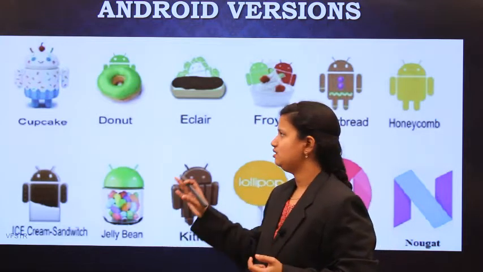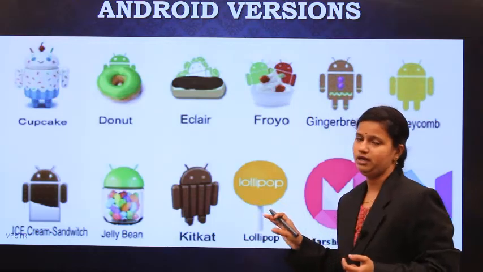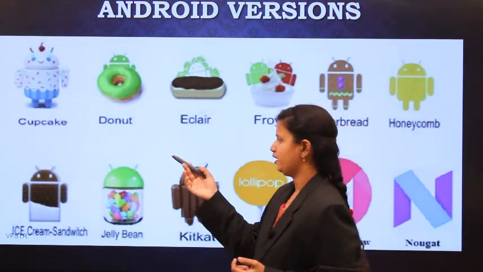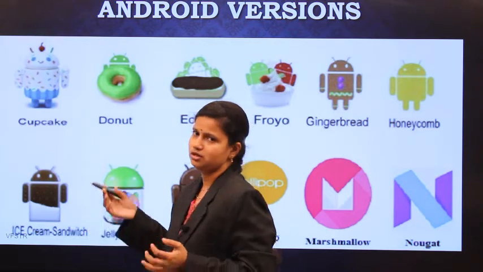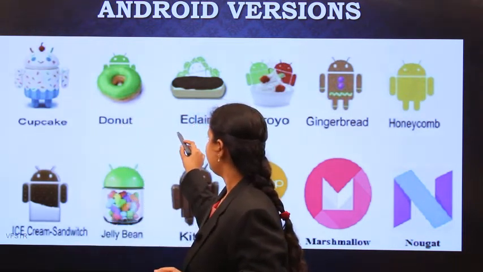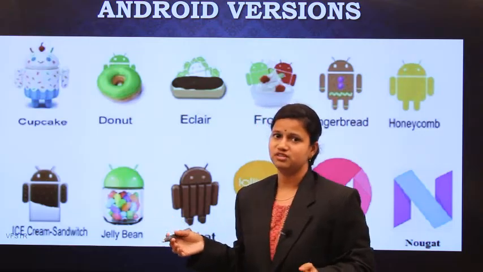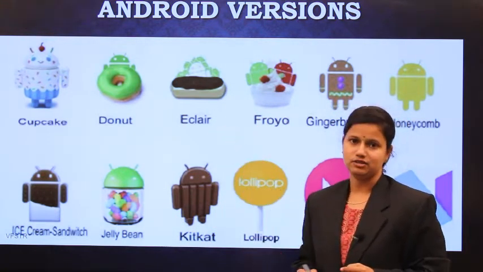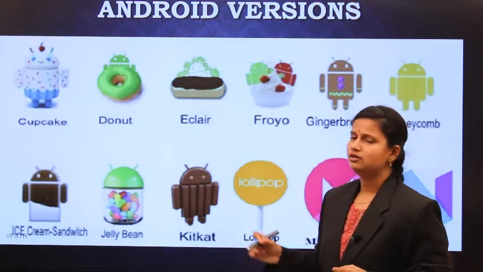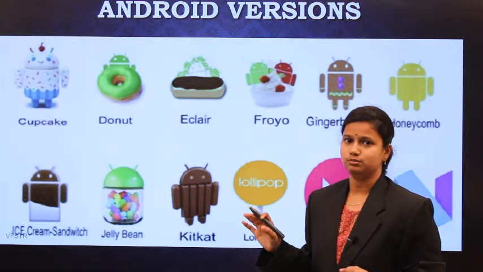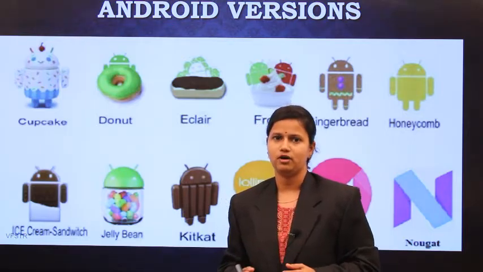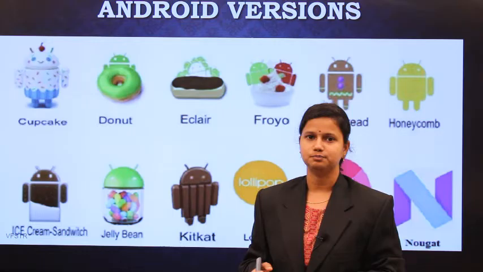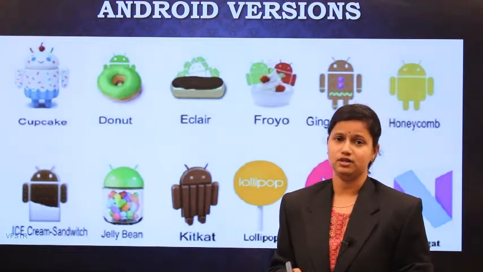Why did so many versions evolve? For example, consider Donut. After Donut evolved, within a span of not less than one year they introduced the Eclair version, and then Froyo. In this way 15 to 17 versions evolved within a span of 10 to 15 years, released from 2003 onwards.